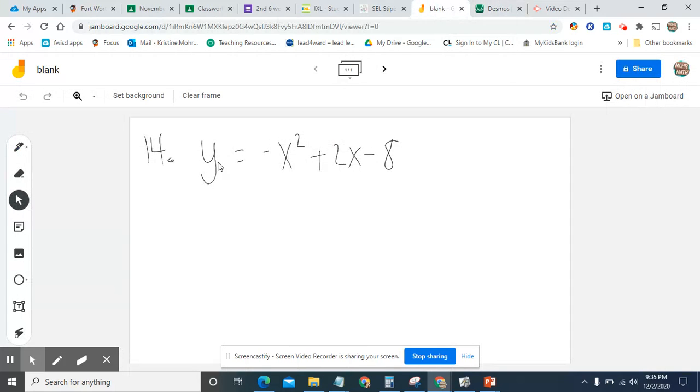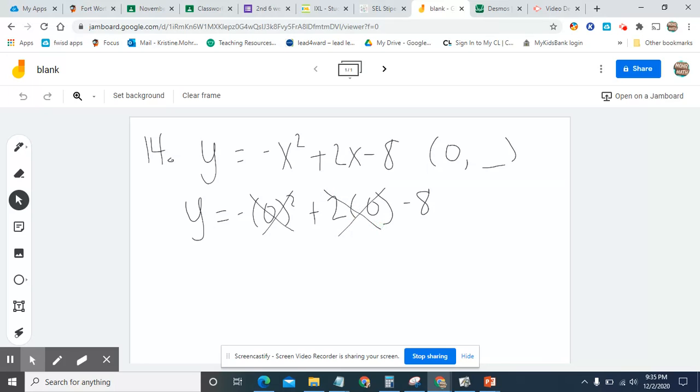So for anything with a y-intercept, all you need to do is put 0 in for x, because you know for the y-intercept, x is always going to be 0, and then whatever your y value is. So we're going to plug in 0. y equals negative 0 squared plus 2 times 0 minus 8. Well, 0 squared is just 0, so it doesn't even matter about that negative or anything. It's just going to be 0. 2 times 0 is also 0. So therefore, our y-intercept, the only thing that's left, would be negative 8.